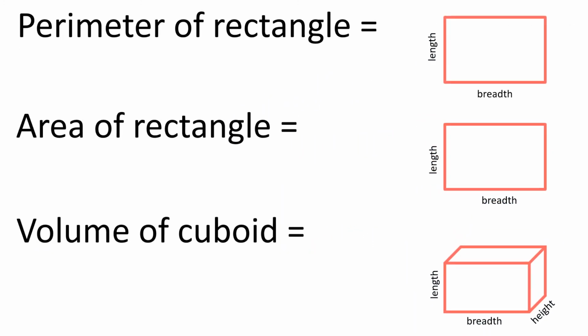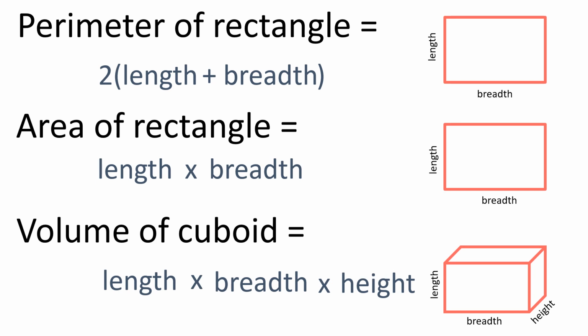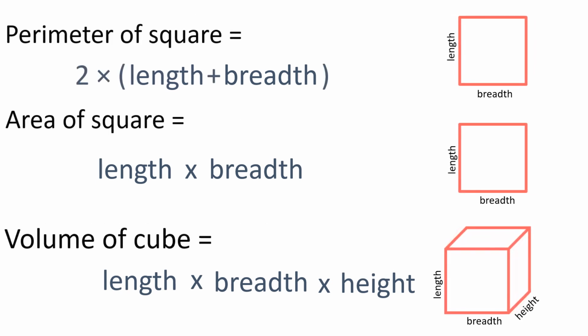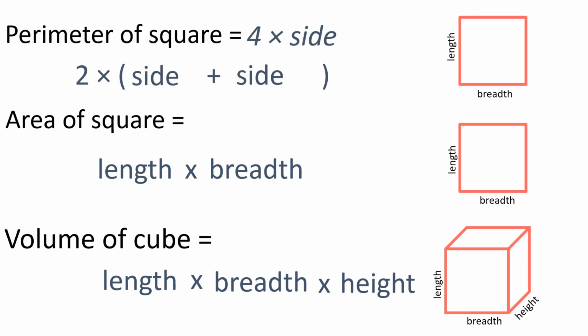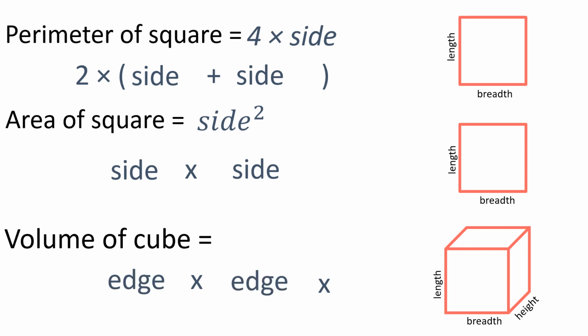The next is perimeter of rectangle is equal to 2 multiplied by bracket length plus breadth. Area of rectangle is equal to length multiplied by breadth. And volume of cuboid is equal to length multiplied by breadth multiplied by height. And the last is perimeter of square is equal to 4 multiplied by side. And area of square is equal to side multiplied by side. And volume of cube is equal to edge multiplied by edge or edge cube.